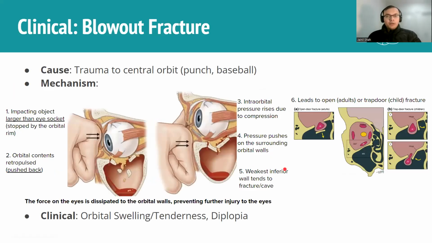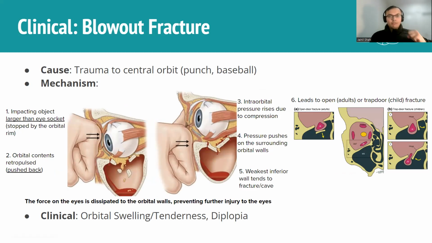And then clinically, we talk about the blowout fracture. So this was my LO when I was doing anatomy last year. And in terms of the cause of blowout fractures, it's usually due to trauma to the central orbit. And there's 2 ways that can be caused. So that could be a punch, for example, or it could be, for example, a baseball. And essentially, what happens is the impacting object is usually larger than the eye socket itself.